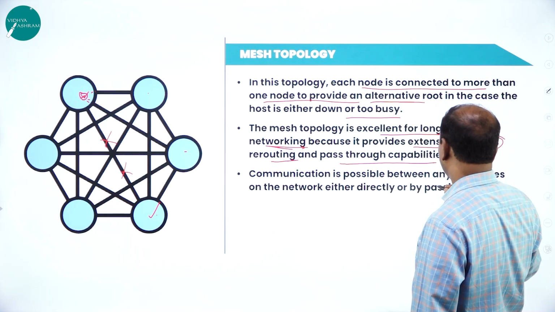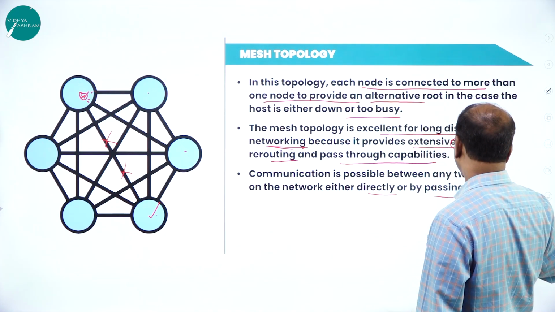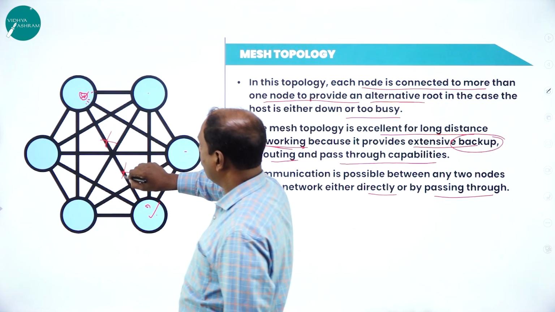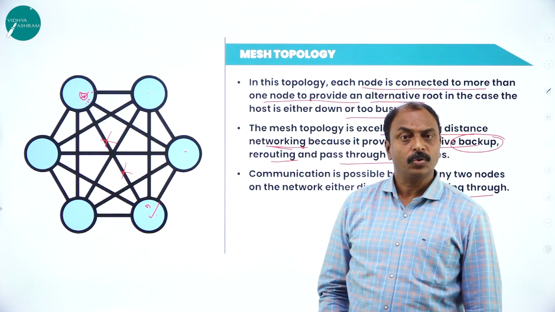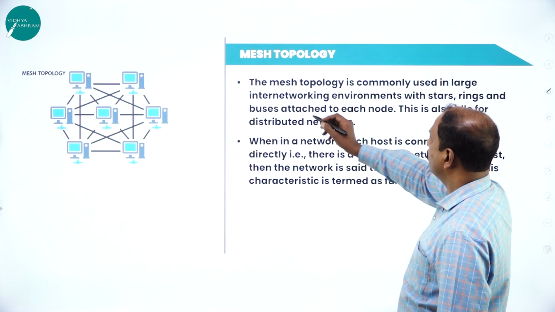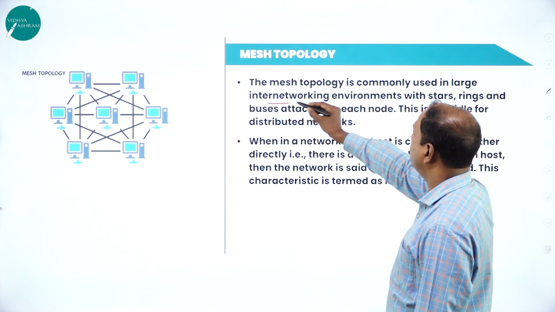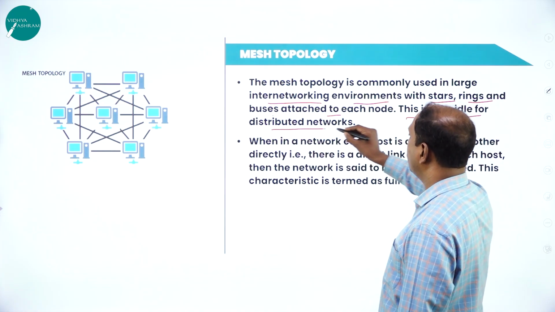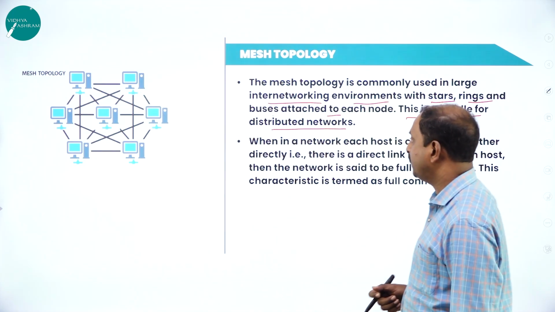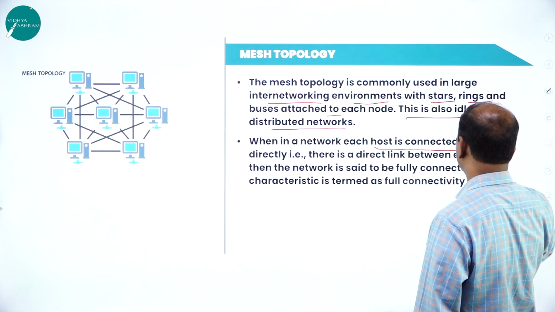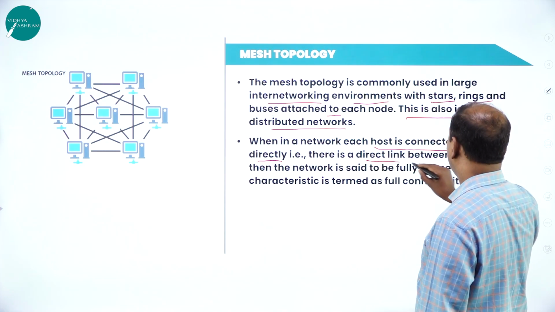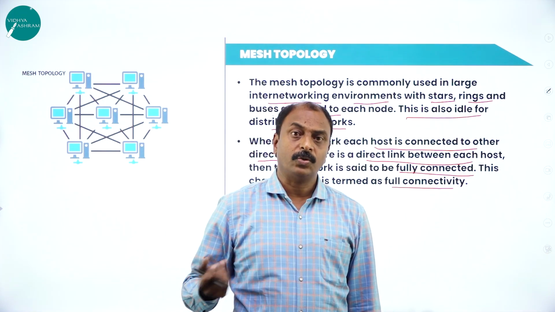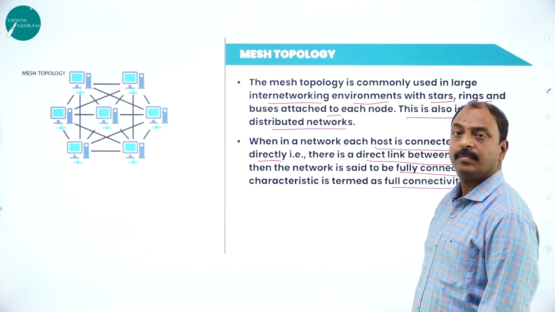Now, communication is possible between any two nodes on the network either directly or by passing through others. Data can go directly from here to here, or it can take some other path by passing through different nodes. So this is mesh topology. Mesh topology is commonly used in large internetworking environments with stars, rings and buses attached to it, and it is also ideal for distributed networks. This is another example of mesh topology. When each host in a network is connected directly to every other, with a direct link between each host, the network is said to be fully connected. That is, one node is connected to all the other nodes directly. That is mesh topology.